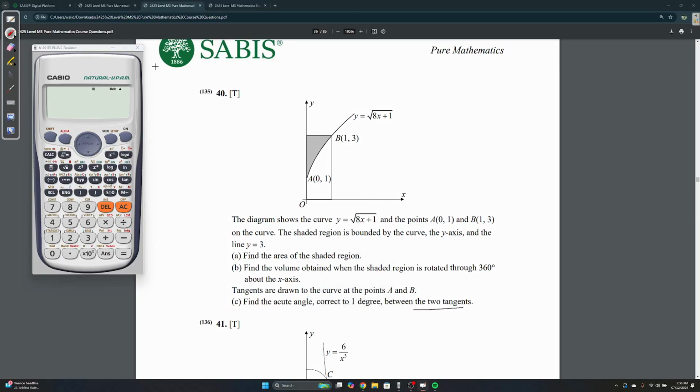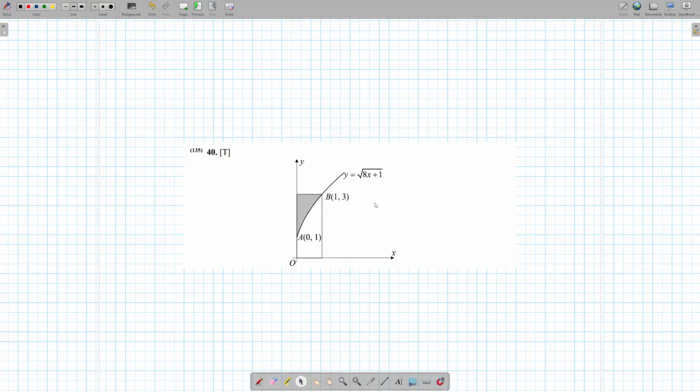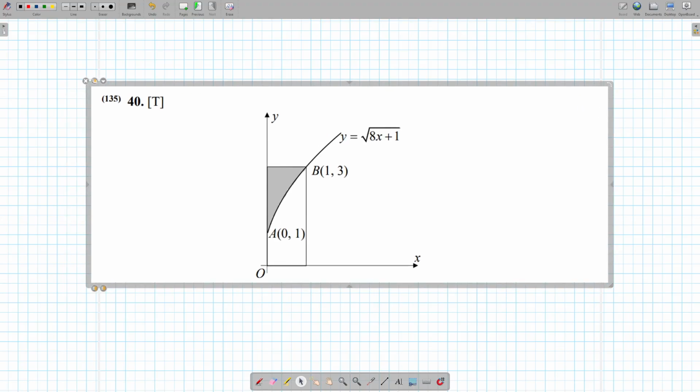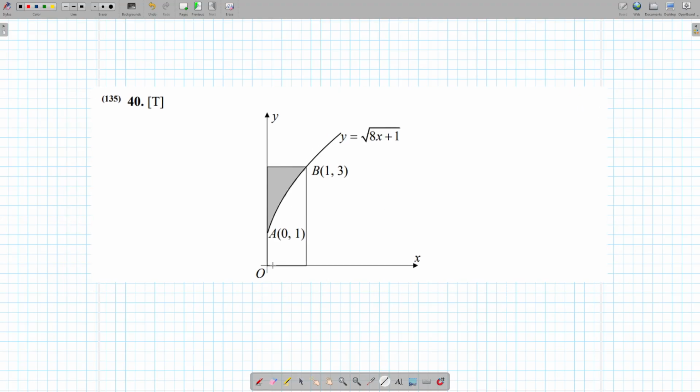Find the acute angle between the two tangents. Basically, you drew two tangents. They're saying we drew two tangents, one at A, one at B. So I'm going to draw them both for you to help you understand. Before doing that, I'm just going to continue this x-axis over here. Continue it to the left, 180. You want a tangent at A, so it's going to look something like this. Let me make it red.